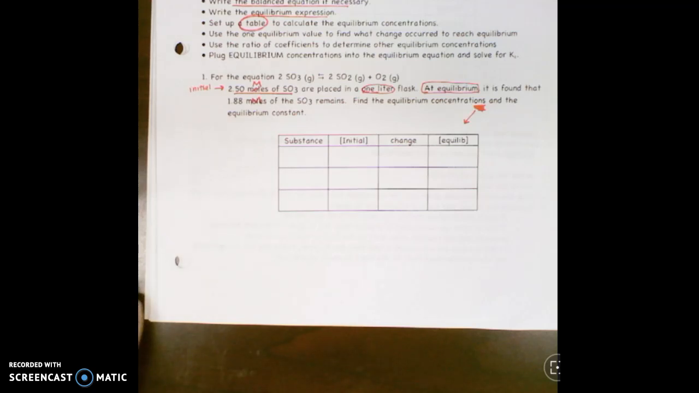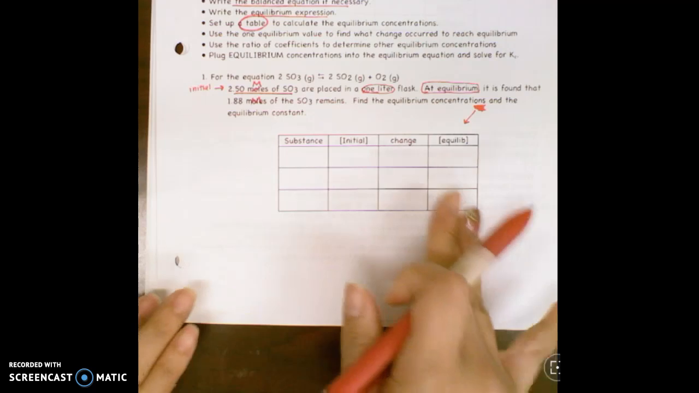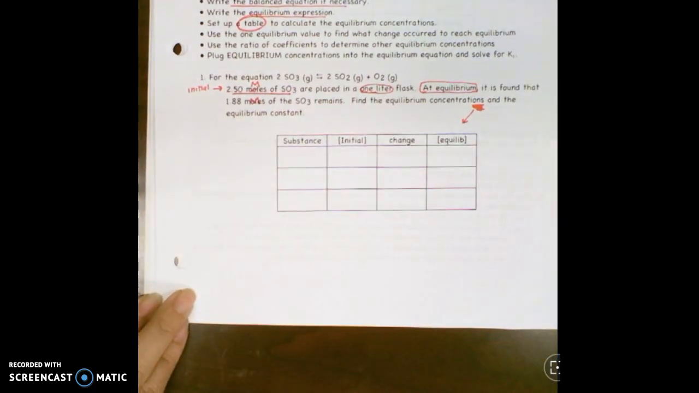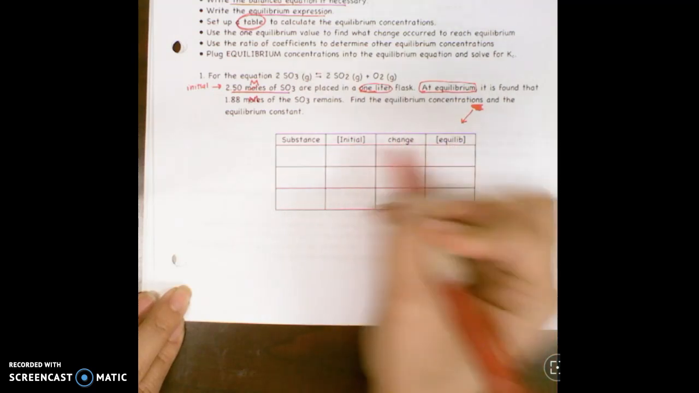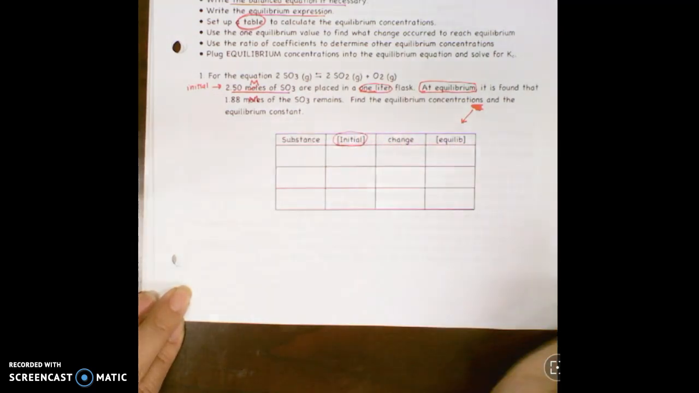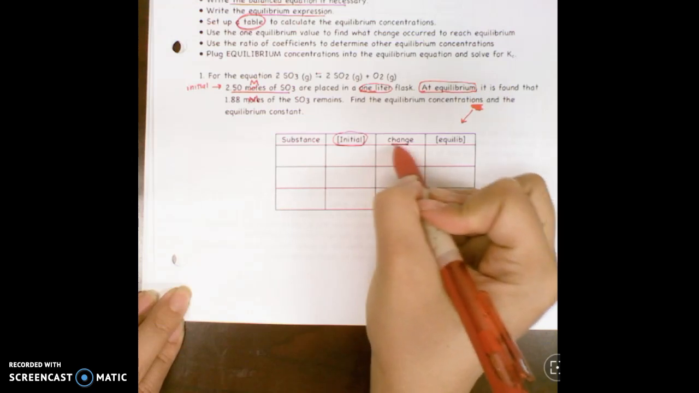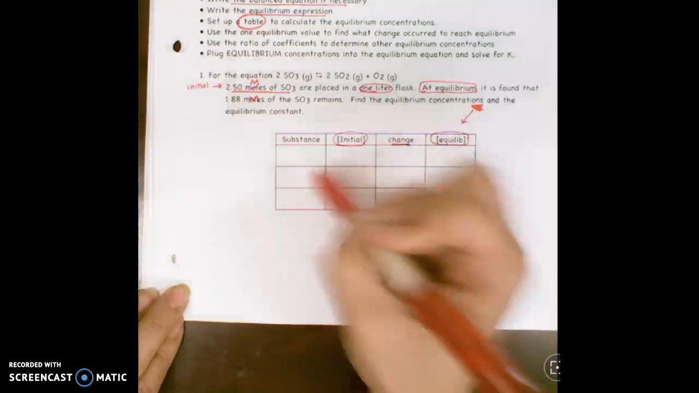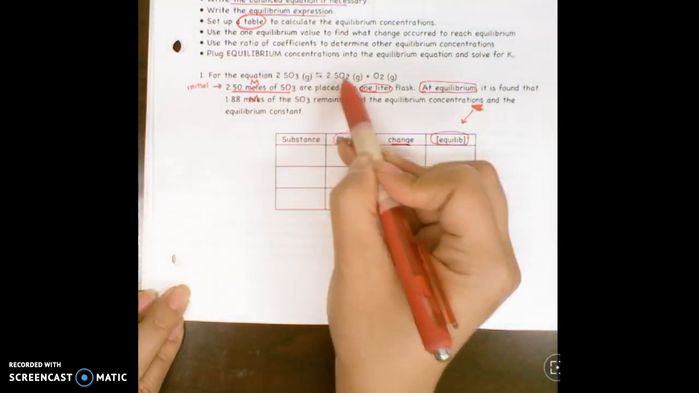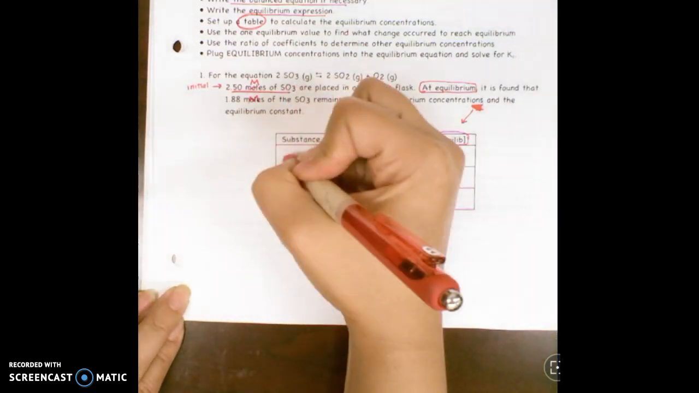Okay, so there's a few ways that you could set up a table. This is one way. In another problem, I'll show you guys another way, which is just flipping it. But it's called the ICE table because you have initial concentration, then you have a change, and then you have equilibrium concentrations. Okay, so on the left side here, we just take the chemical equation that we had and we're going to just copy it down exactly.